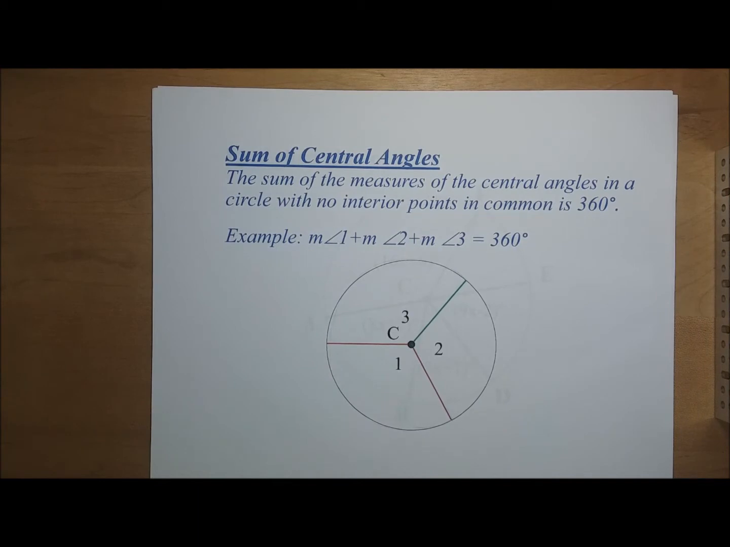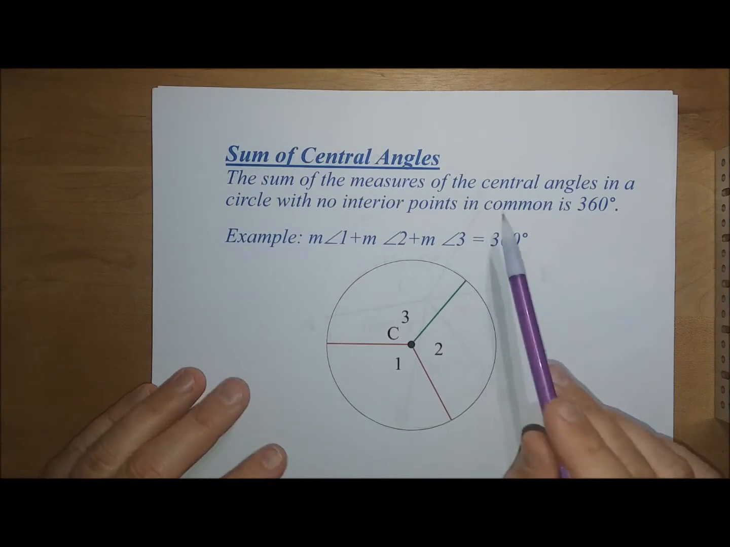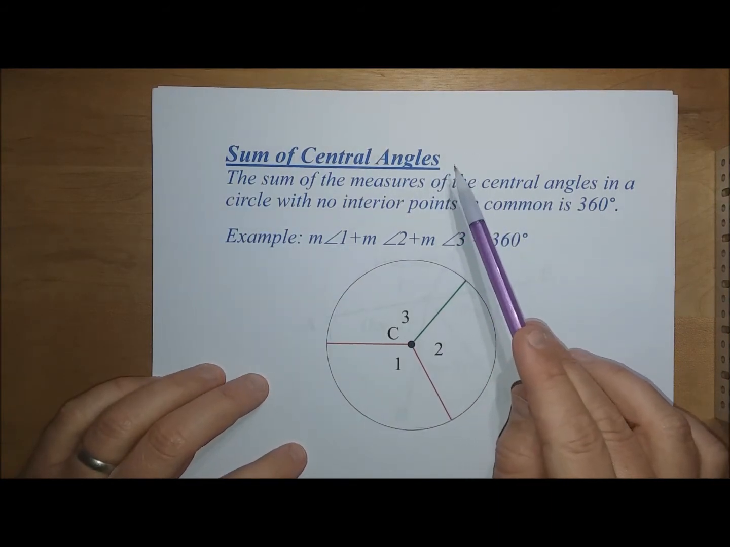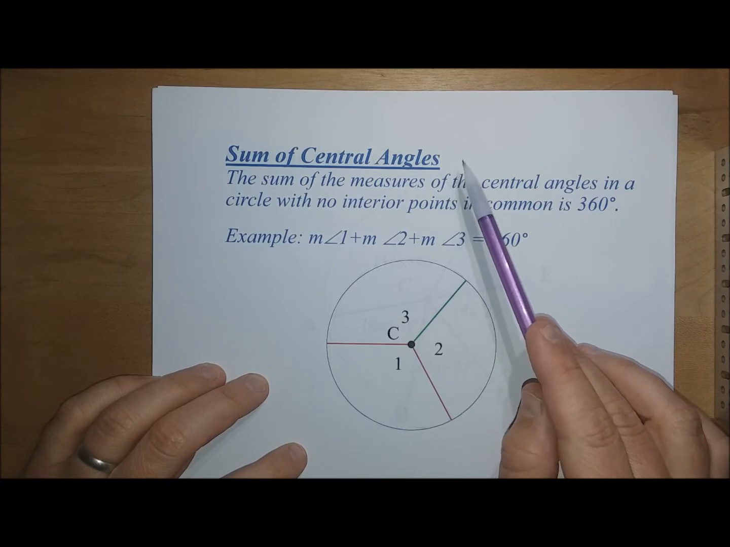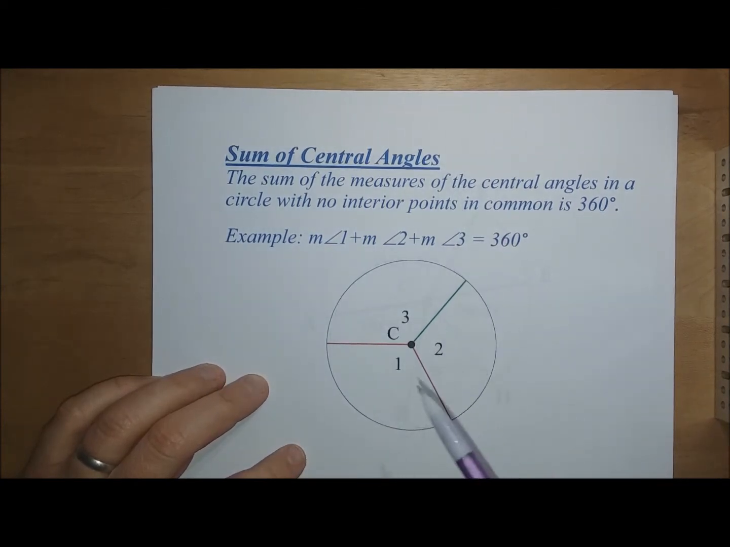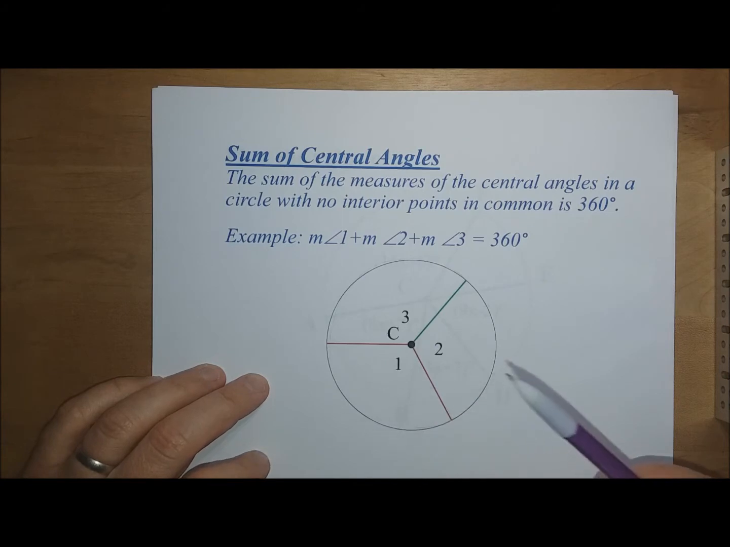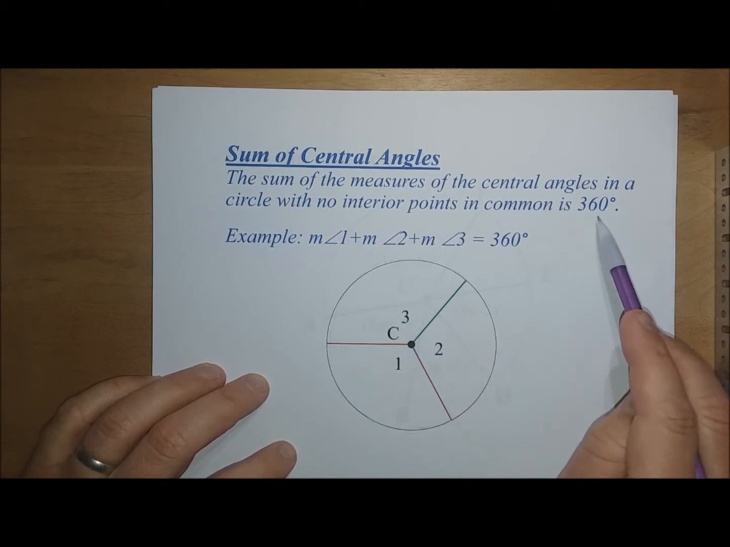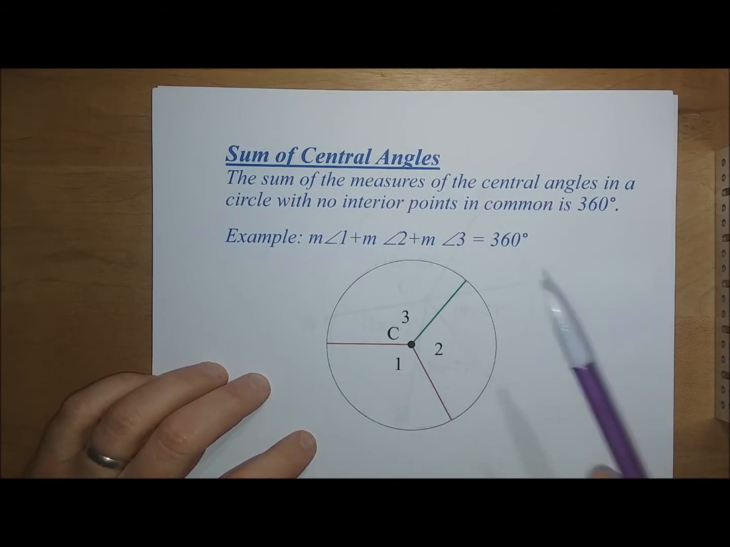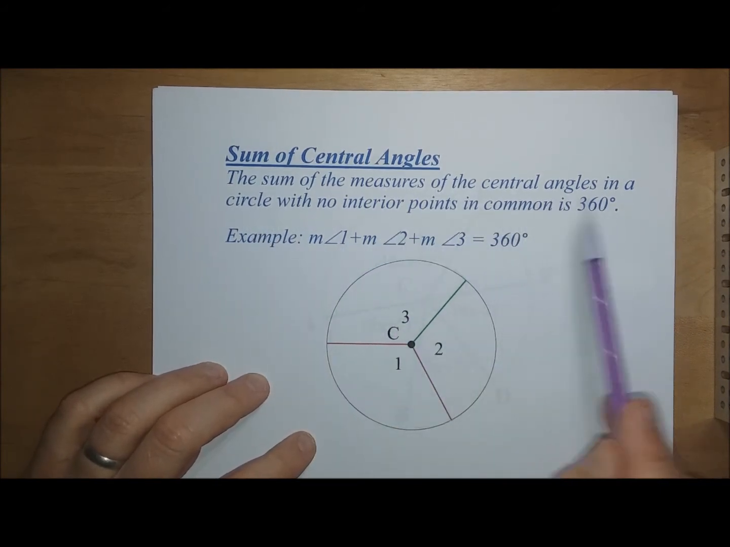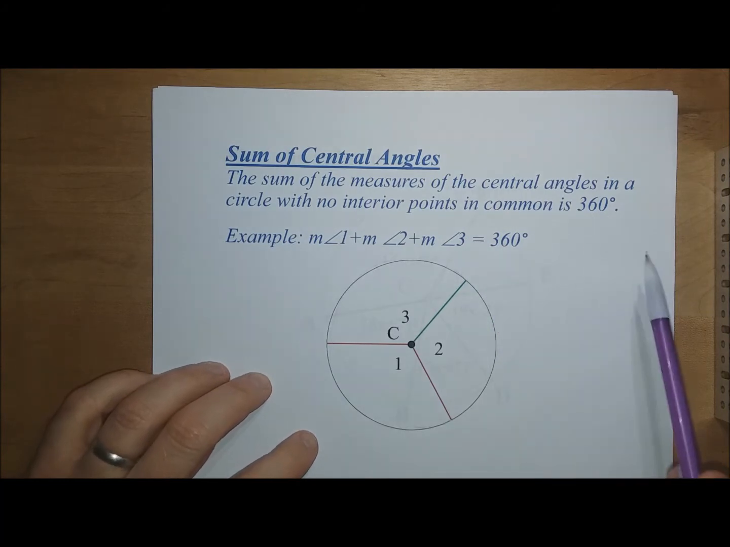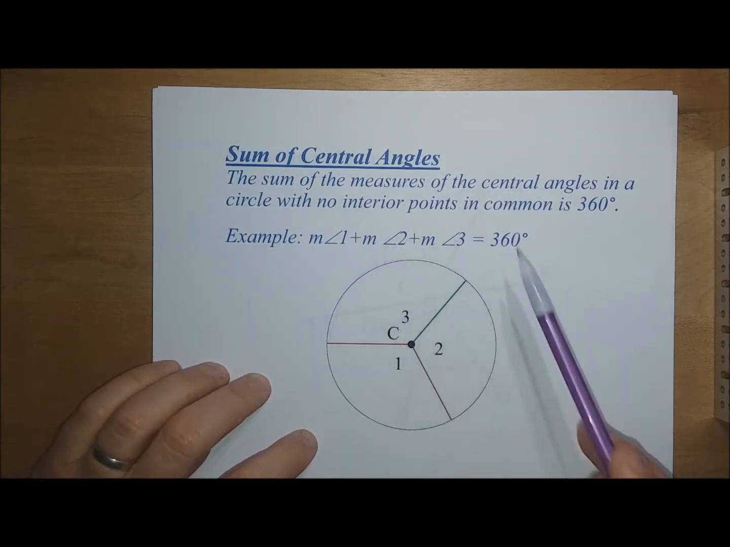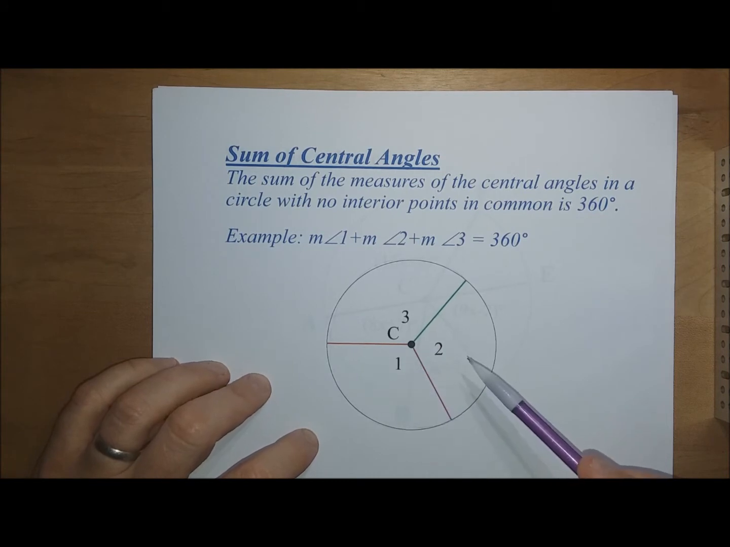All right, our first important idea with respect to central angles is our sum of central angles theorem. You can think of this as being analogous to the triangle sum theorem, where we know all of the interior angles in a triangle are going to add up to 180 degrees. Well, we know all of the non-overlapping central angles within a circle are going to add up to 360 degrees. You might see it written like this: the sum of the measures of the central angles in a circle with no interior points in common is 360 degrees. And that's just a fancy way of saying we're going to add up all these non-overlapping angles.